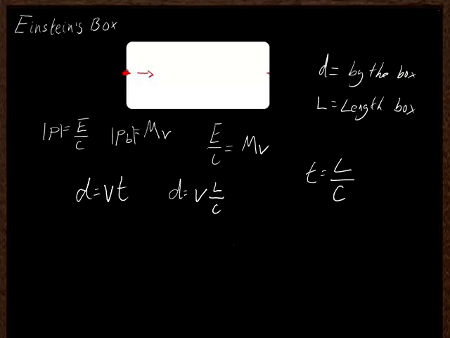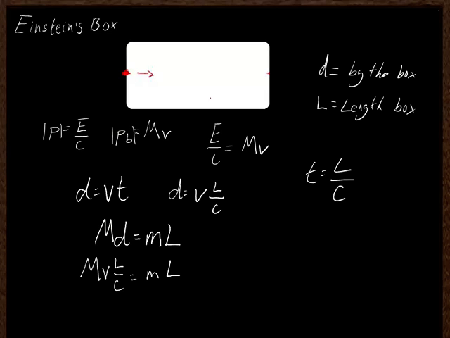Now we're going to take moments here, if you like, a sort of simple moments calculation. So on one side we've got mass times distance for the box, mass of the box times distance moved by the box, and on the other side we've got mass of the photon times distance moved by the photon. Okay, and they're equivalent. So what we're going to then do is substitute in for d, v times L over c. And that's equal to L.